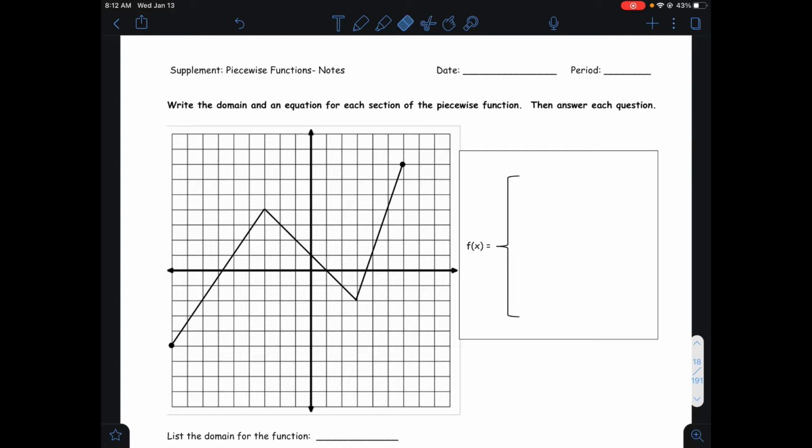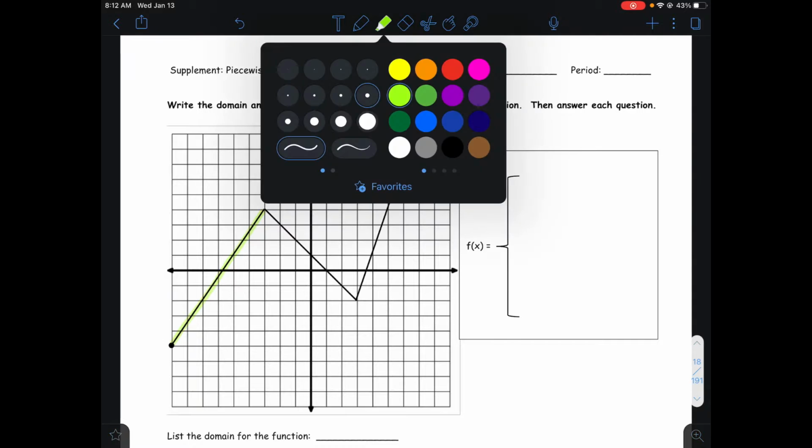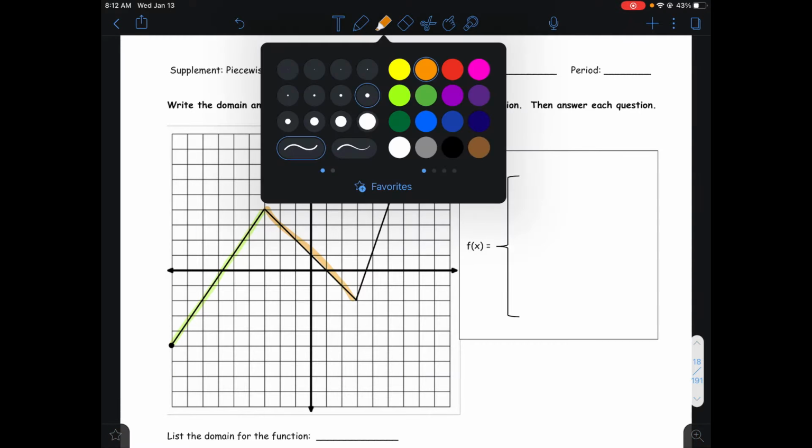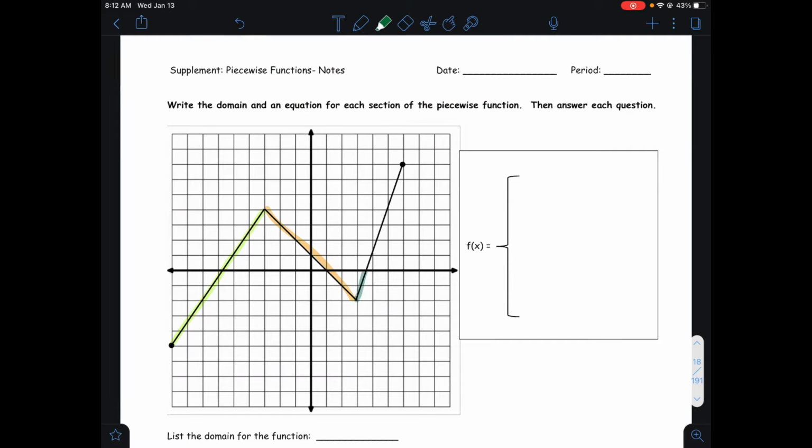For this problem, they're asking us to come up with the equation of the given piecewise function. One thing I want to point out is that there are 3 different parts to this piecewise function. You can tell that there are clearly 3 different portions, and because of that, we're going to end up with 3 different equations. So let's go ahead.